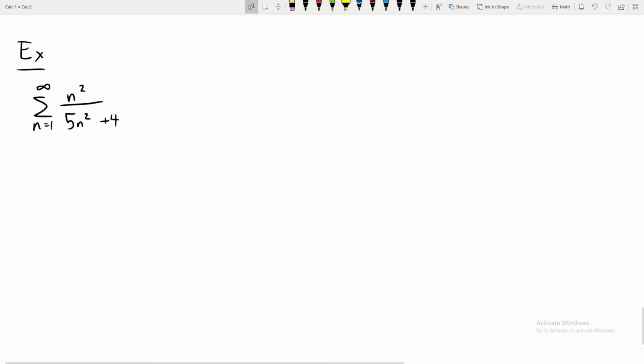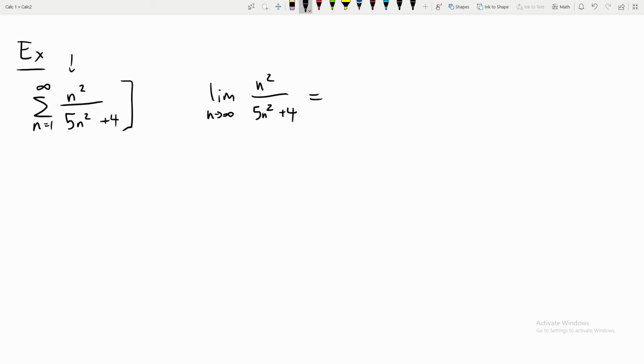Let's say we are given this series right here. It spans from n equals 1 to infinity, and the term a_n is n squared over 5n squared plus 4. I can clearly see that if we take the limit of this as n approaches infinity of n squared over 5n squared plus 4, it will be equal to 1/5, and that is not equal to 0. Therefore, we can quickly say that this is divergent.